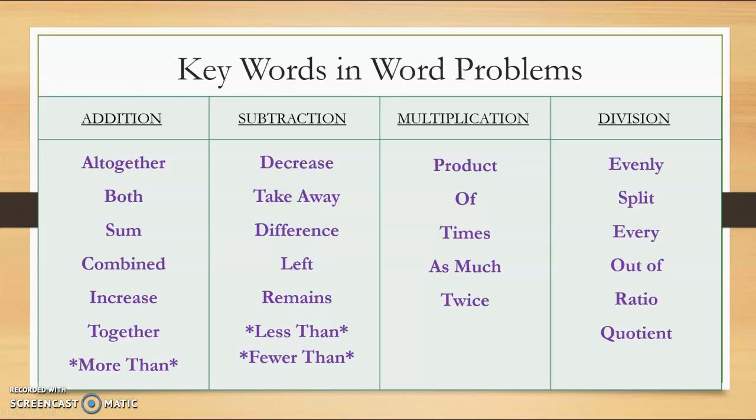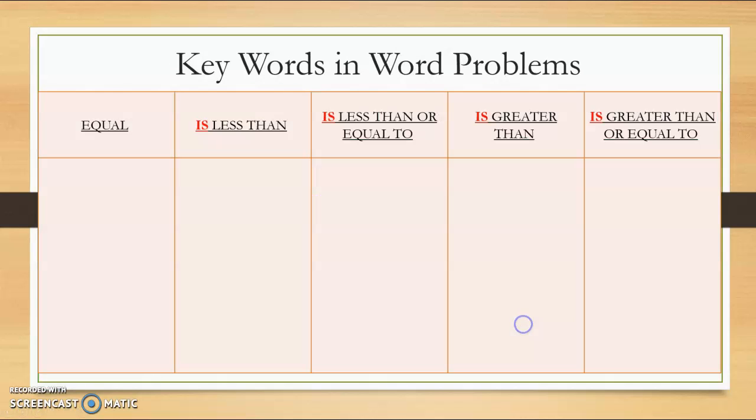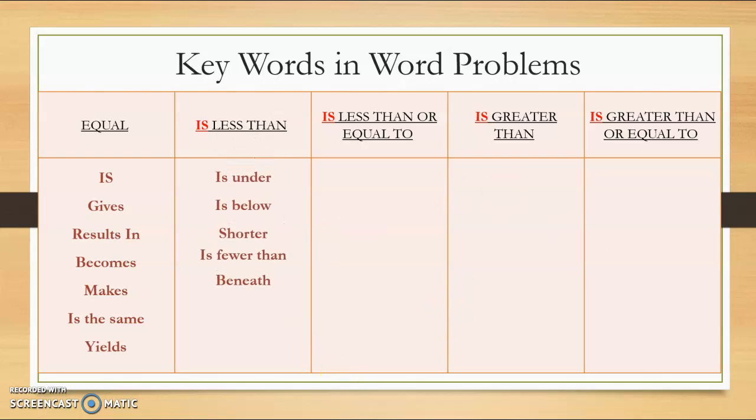Now, let's take a look at how we would determine the sign in our equation or inequality. So equal, that's what we're probably the most familiar with. We have things like is, gives, results in, becomes, makes, is the same, and yields. For is less than, right, not less than, just is less than, we could say is under, is below, shorter, is fewer than, or beneath. Now when we add that equal to, so now we're going to include that value, now we have things like at most, maximum, or is no more than.